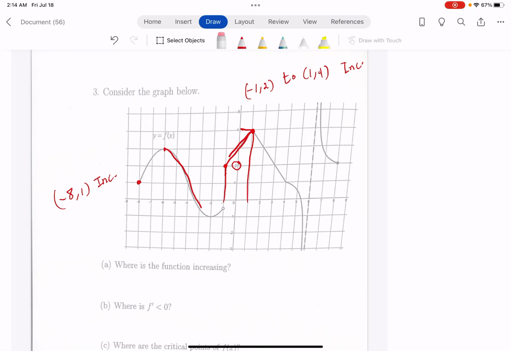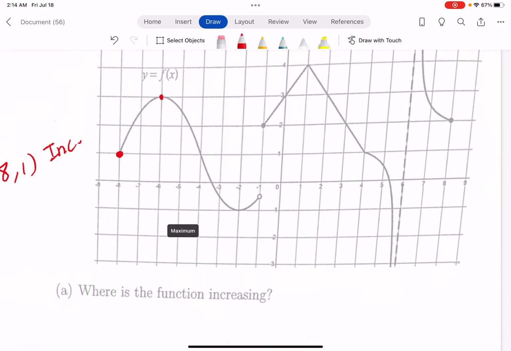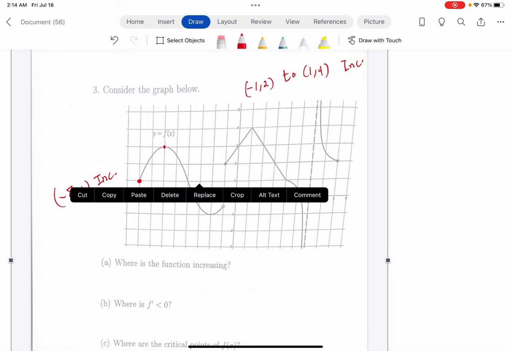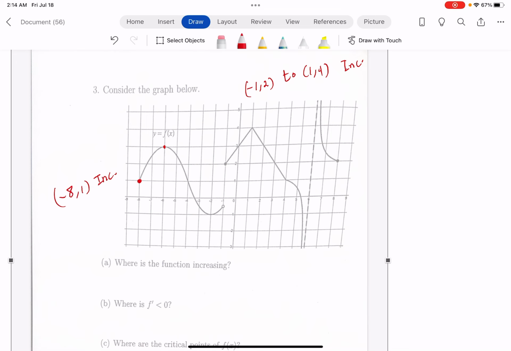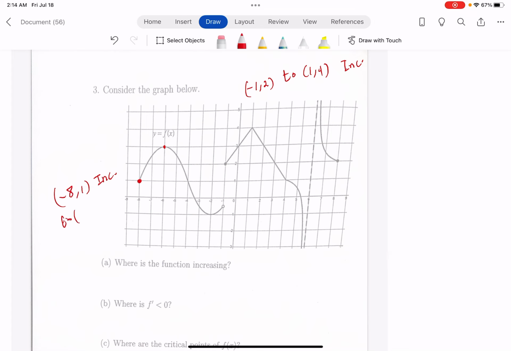Again, let's look at this one more time. It is increasing from -8 to 1, to this point. What is this point? -6 and 3. So these are the two increasing intervals.